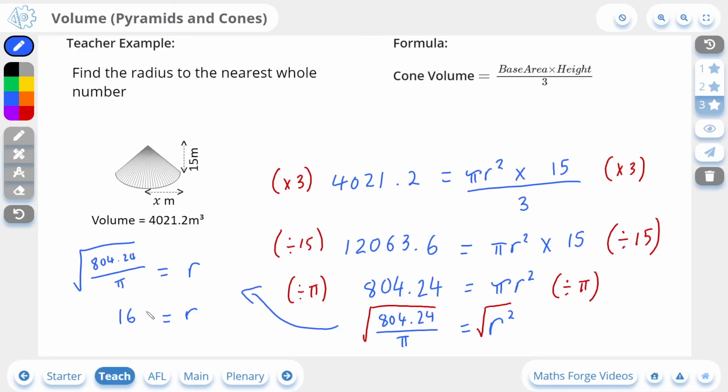And don't forget the unit. Since we're calculating the radius and the radius is a side, then it's going to be meters. And if we check our answer, there it is. And that's it for the lesson on volumes of pyramids and cones.